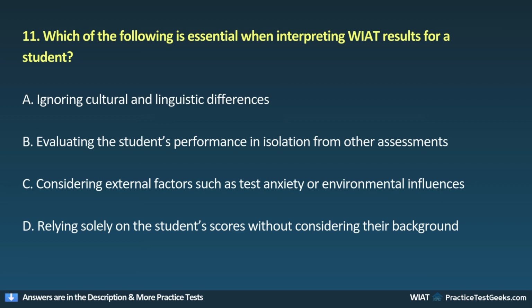11. Which of the following is essential when interpreting WIAT results for a student? A. Ignoring cultural and linguistic differences. B. Evaluating the student's performance in isolation from other assessments. C. Considering external factors such as test anxiety or environmental influences. D. Relying solely on the student's scores without considering their background.